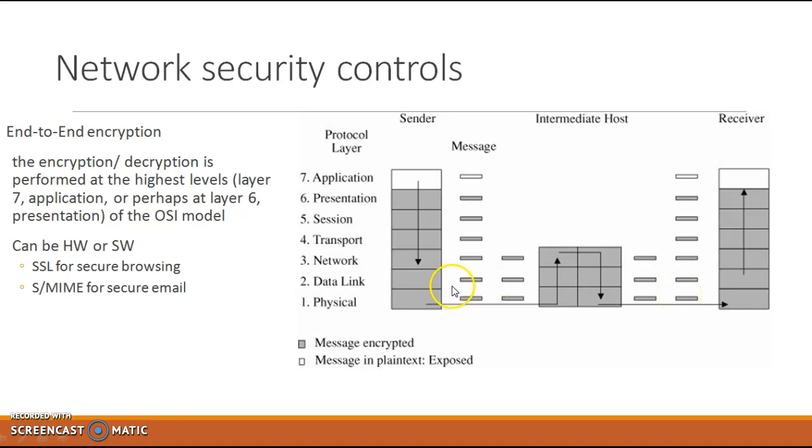So node-to-node protection is done in the data link layer, while end-to-end protection is usually done by the transport layer. The encryption and decryption is performed at the highest level, layer 7 application, or perhaps at layer 6, presentation, of the OSI model. It can be hardware or software. What does it mean? Like SSL for secure browsing, and MIME as multimedia for secure email.